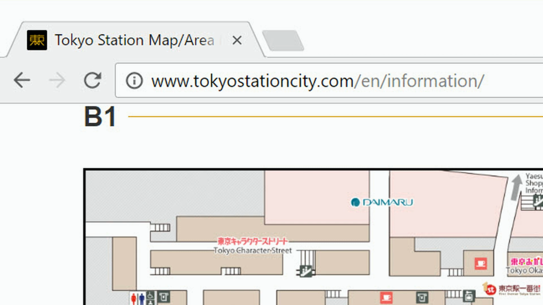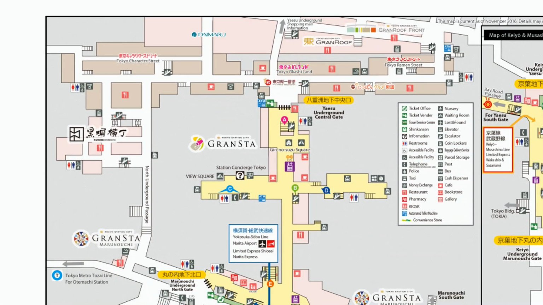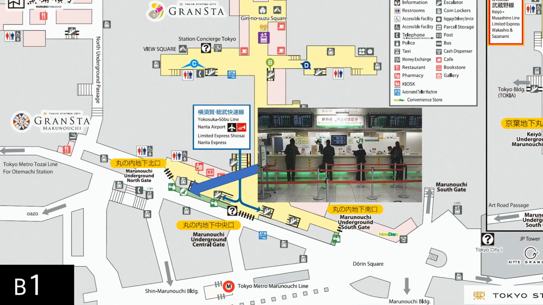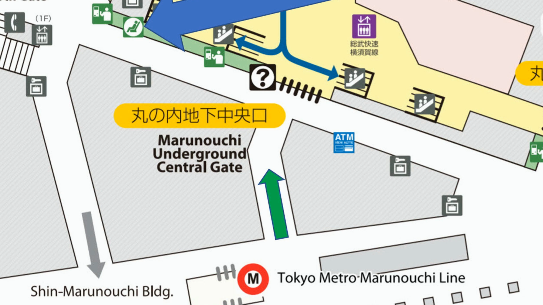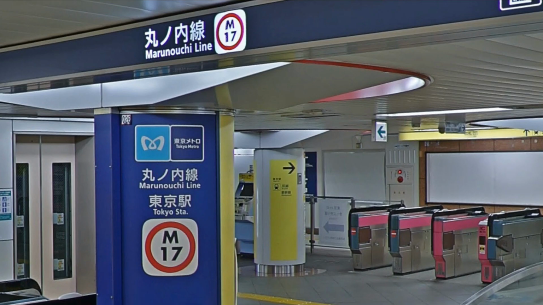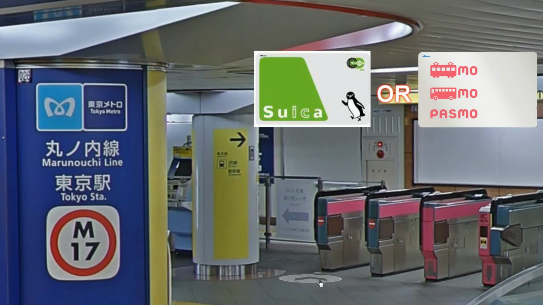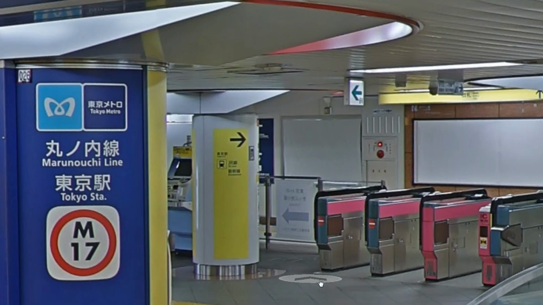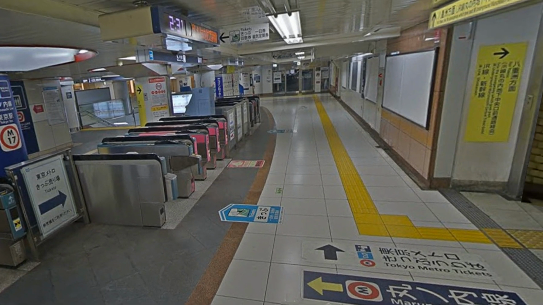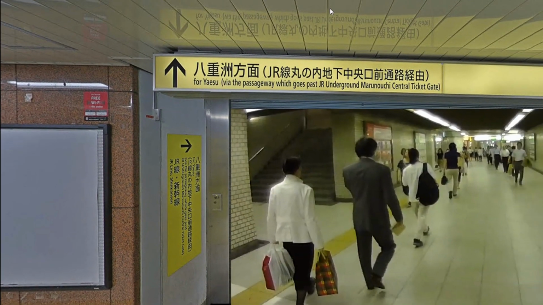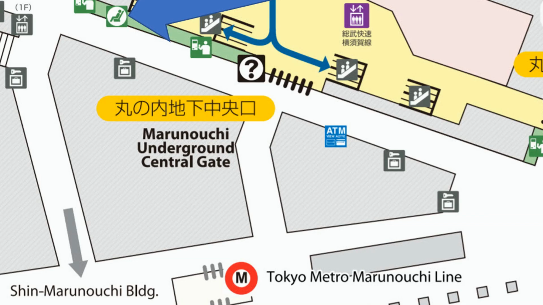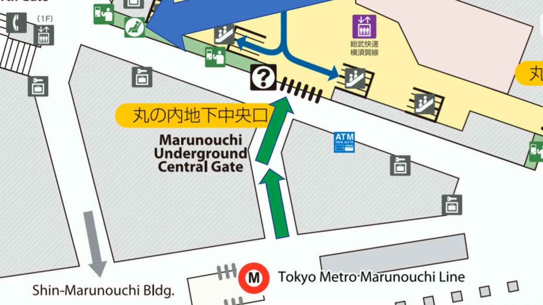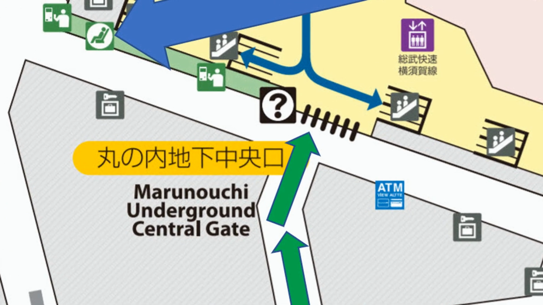Now that we have all the information we need, we will now go inside the Tokyo Station to ride our bullet train. First, we get out of the Tokyo Metro Marunouchi Line subway station using our Suica cards as payment for our train ride to the Tokyo Station. Then we go straight into a passageway that leads to what is called the JR Underground Marunouchi Central Gate. JR of course means Japan Railways, which we can use for free using our JR Pass.